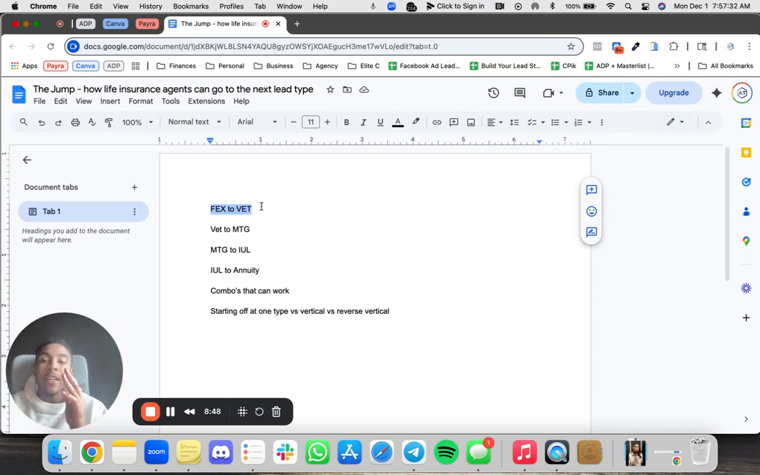Why is that important, Trey? That's important because the jump from final expense to veteran, the only real difference when you're going from this to this is simply you get a higher premium. That's it. Yes, you can say they have more money, so you get a higher premium. But it's still essentially the same demographic.